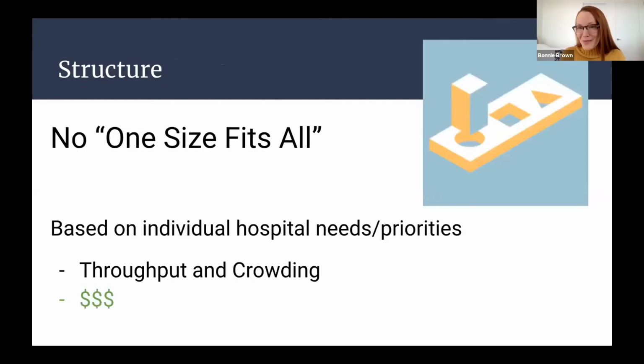So that being said, I can't come here today and tell you this is the best way to run an observation unit. Every hospital is going to have different needs. There is no one size fits all. It's going to be based on what the priorities are for your hospital, and that can even change over time. Is the priority throughput and ED crowding, or is it mainly financial and based on the payer mix that you see?